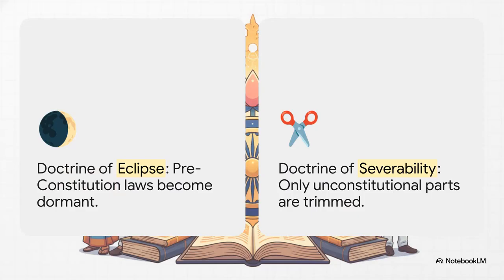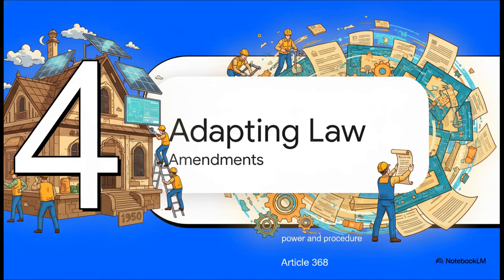But I found this detail really fascinating. When a law crosses the line, courts actually act more like skilled surgeons than executioners. Instead of throwing an entire law into the trash, they use two specific doctrines to fix things. The doctrine of eclipse is used for old pre-constitutional laws that conflict with modern rights. It simply overshadows or pauses them, rendering them dormant but not completely dead. Meanwhile, the doctrine of severability acts exactly like a scalpel. It trims away just the unconstitutional, infected bad parts of a statute, saving the rest of the healthy, valid legal framework. Pretty smart, right?